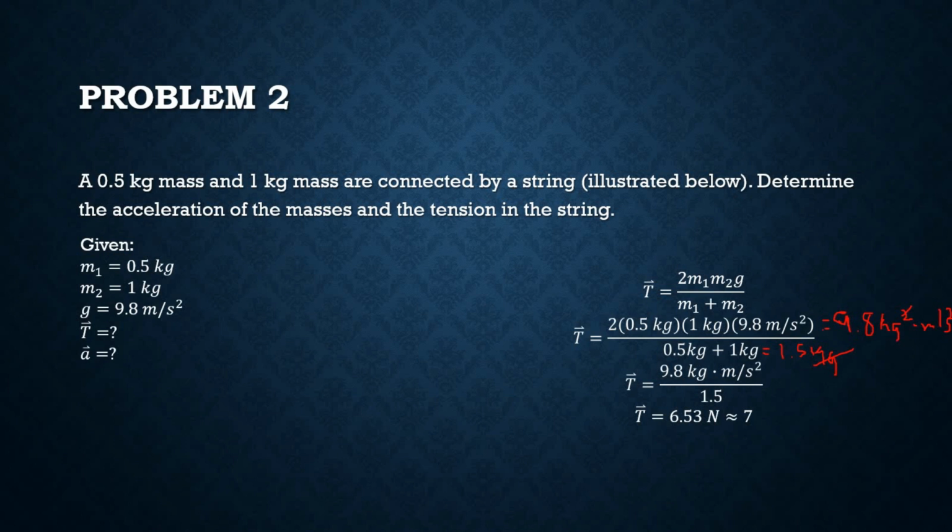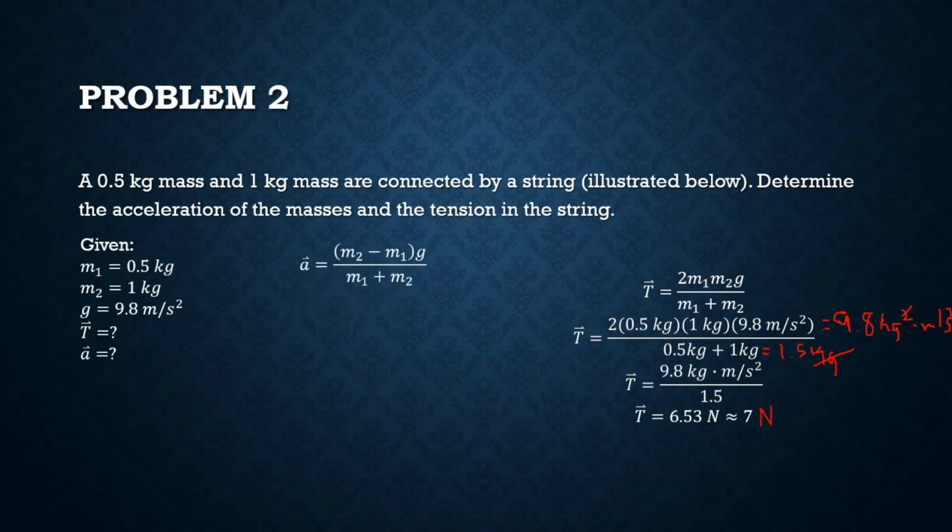Since in the problem, our given is only 0.5 kilograms and 1 kilogram, these two givens have a significant figure of 1. Therefore, the answer is 7 newtons.